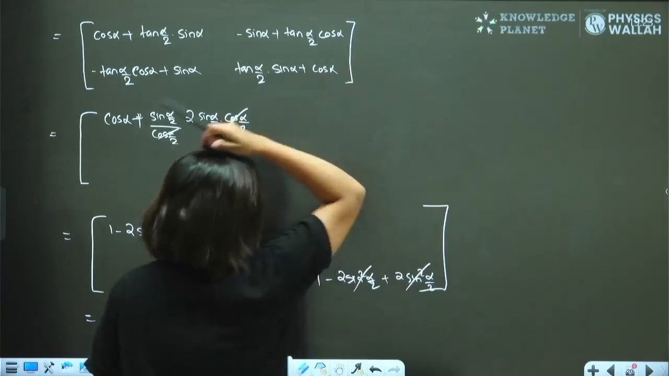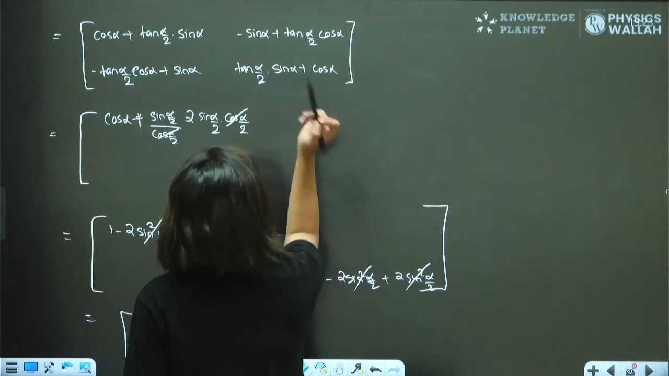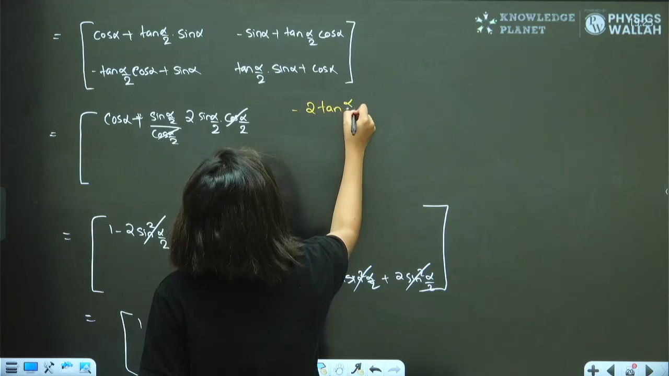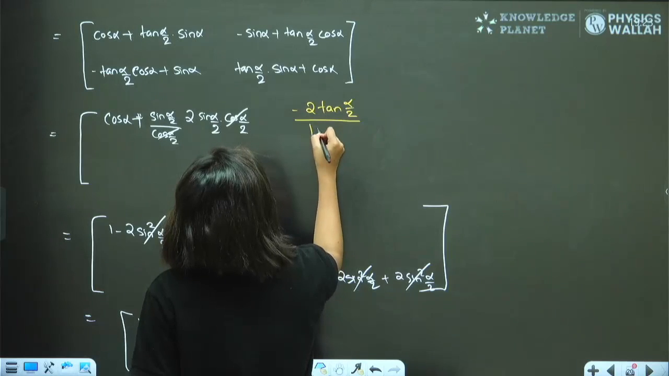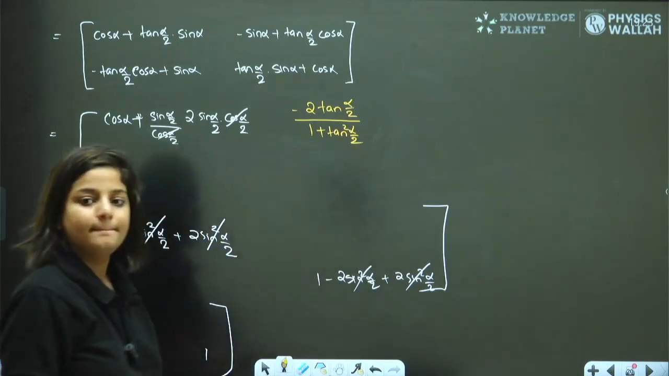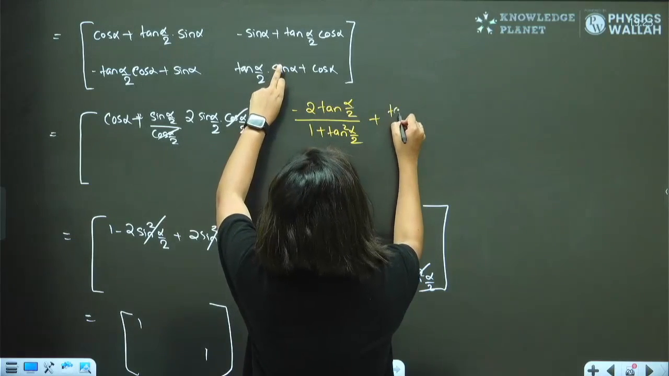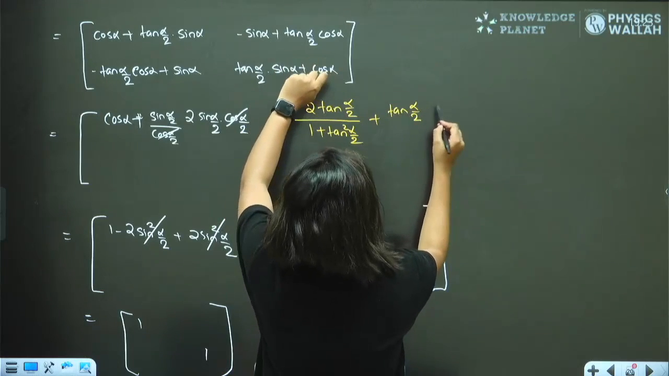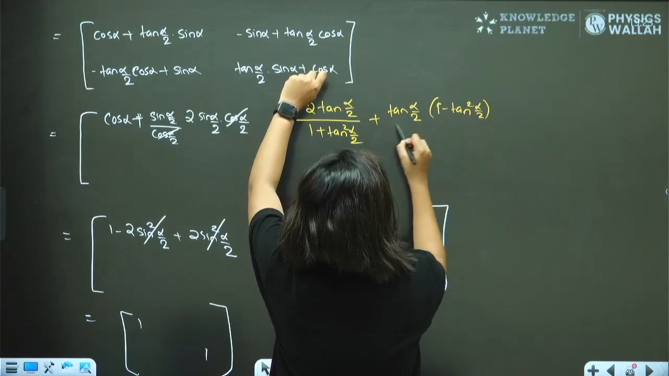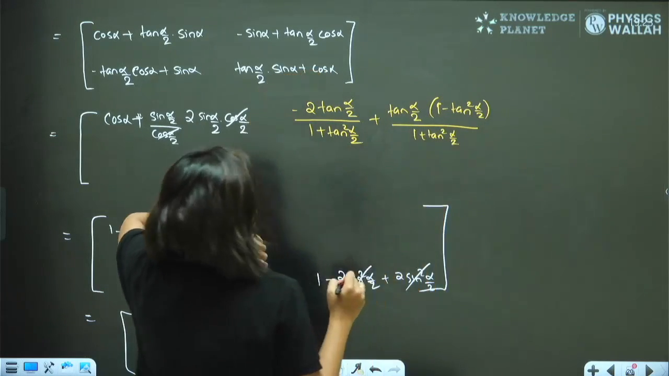Minus sin alpha plus tan alpha by 2 into cos alpha. This is a little tricky. Minus sin alpha can be written as minus 2 tan alpha by 2 upon 1 plus tan square alpha by 2, the half angle formulae. And here it is already plus tan alpha by 2. Cos alpha can again be written as 1 minus tan square alpha by 2 divided by 1 plus tan square alpha by 2, isn't it?